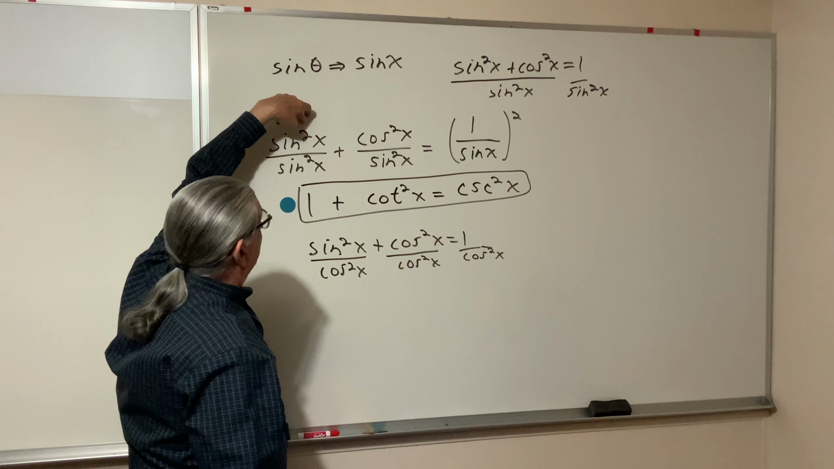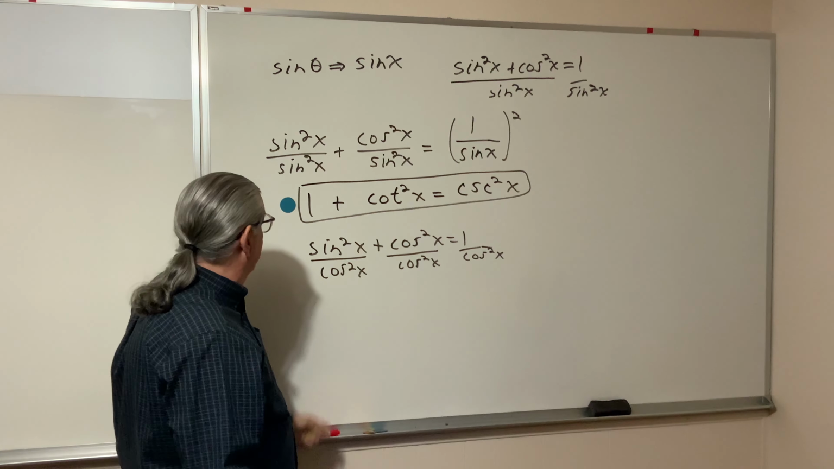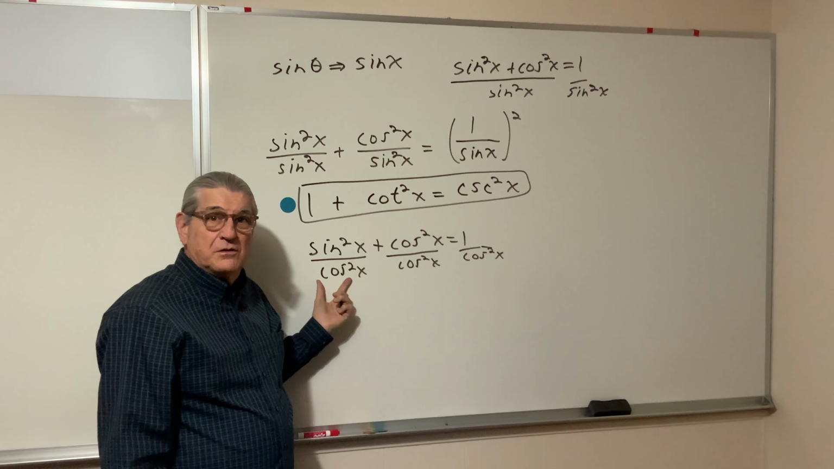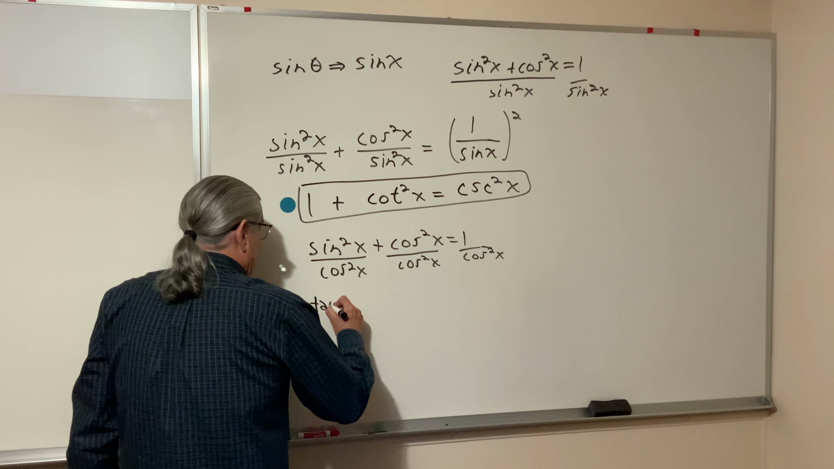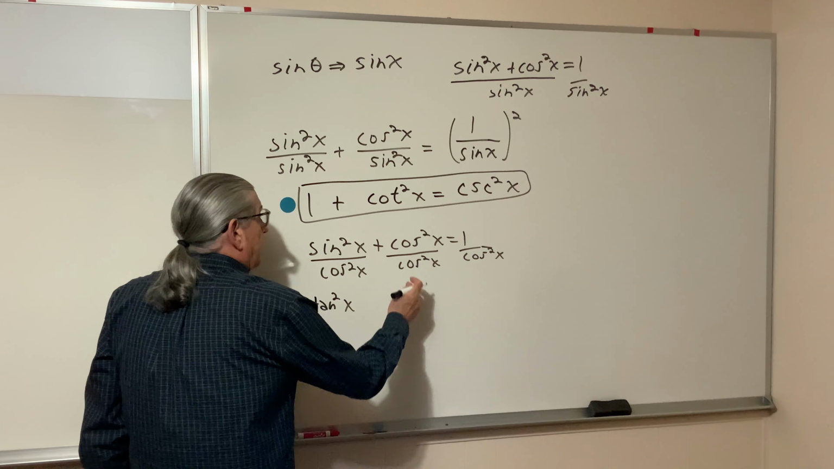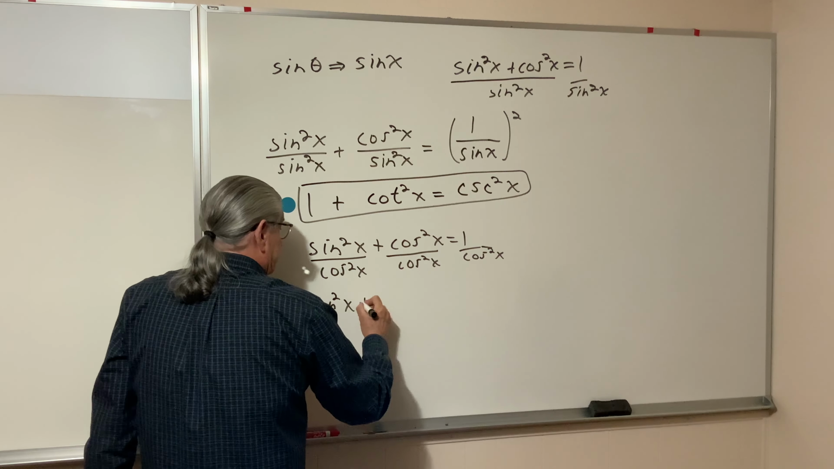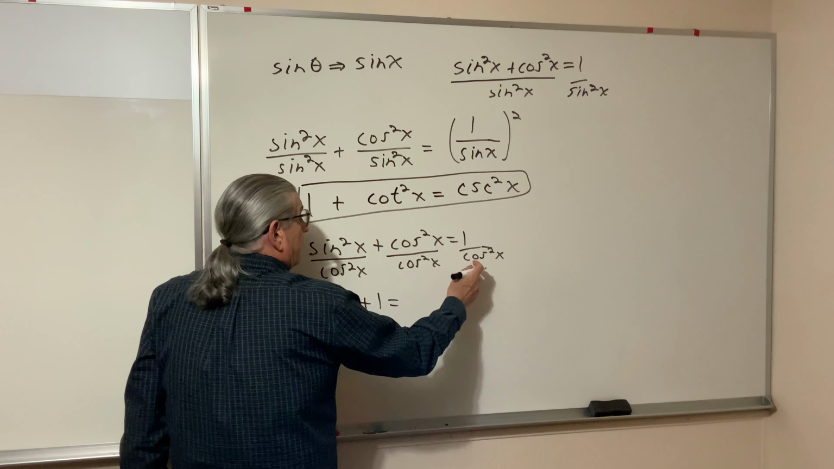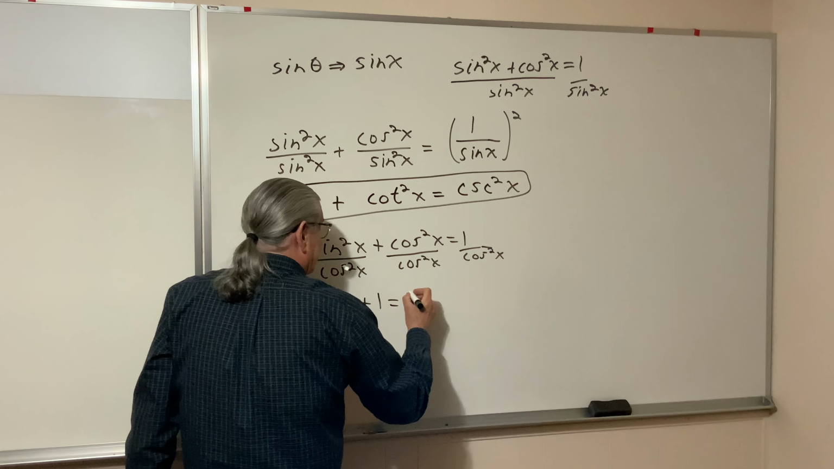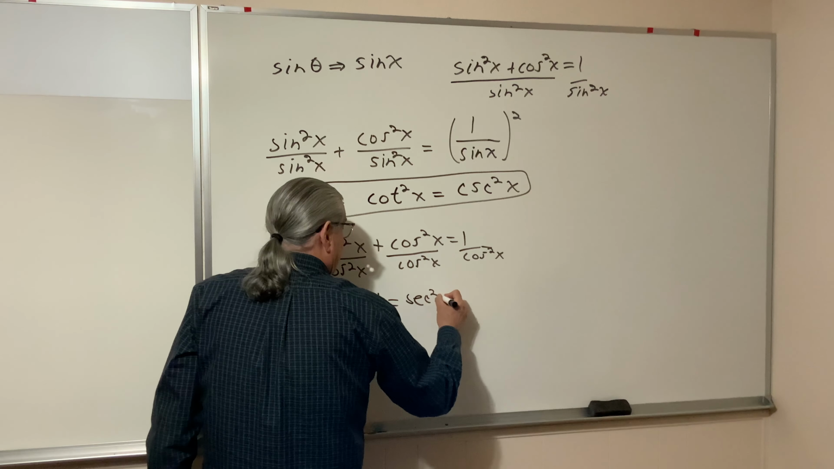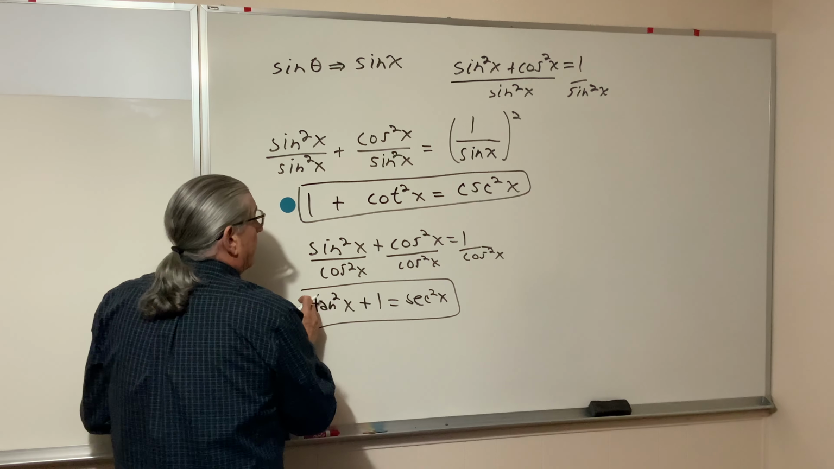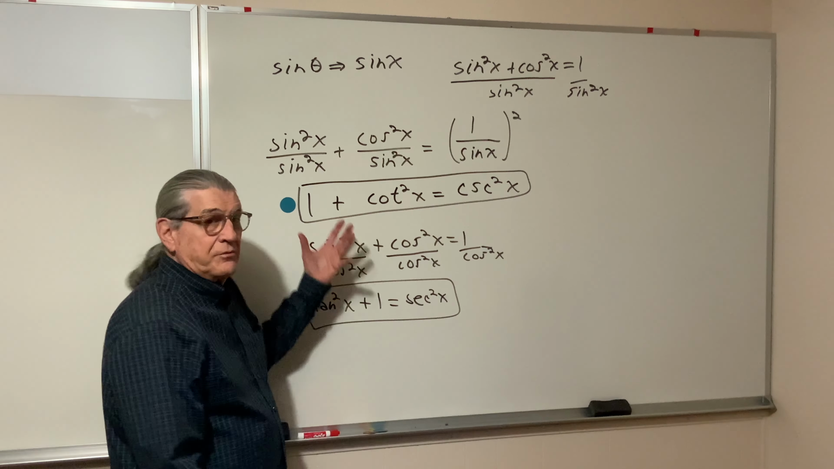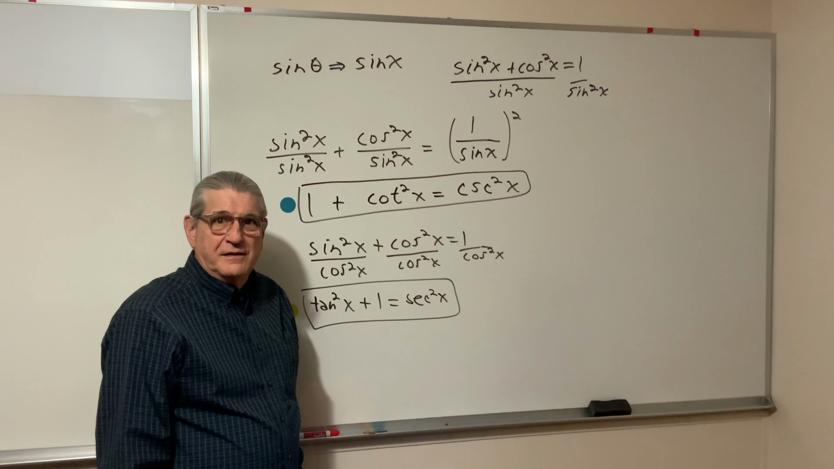I'm skipping this step, going right to here because it's going to give us the same thing. Now, the sine over the cosine is the tangent. So this is the tangent squared x, and cosine squared over cosine squared is just 1. And 1 over the cosine is the secant, so this is the secant squared x. All right, so we have these three main identities.